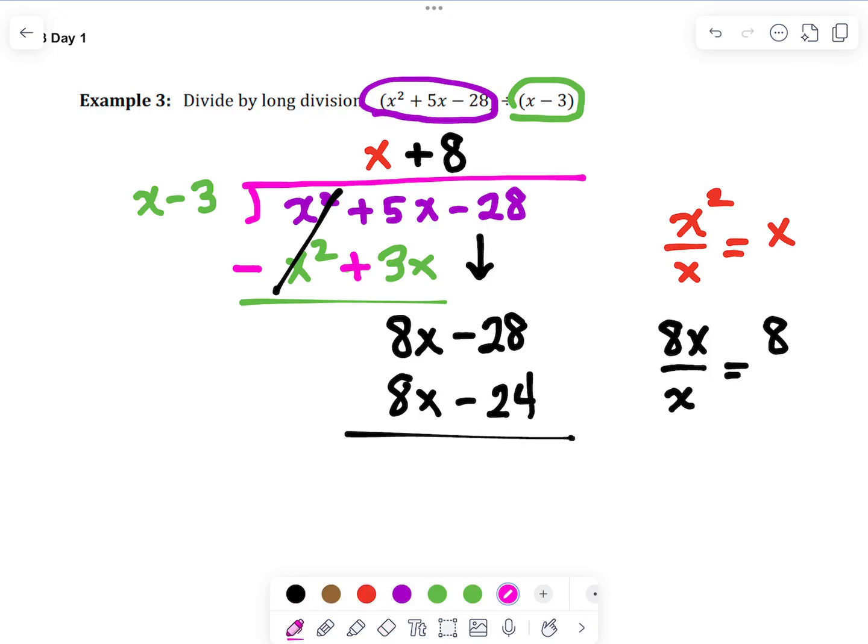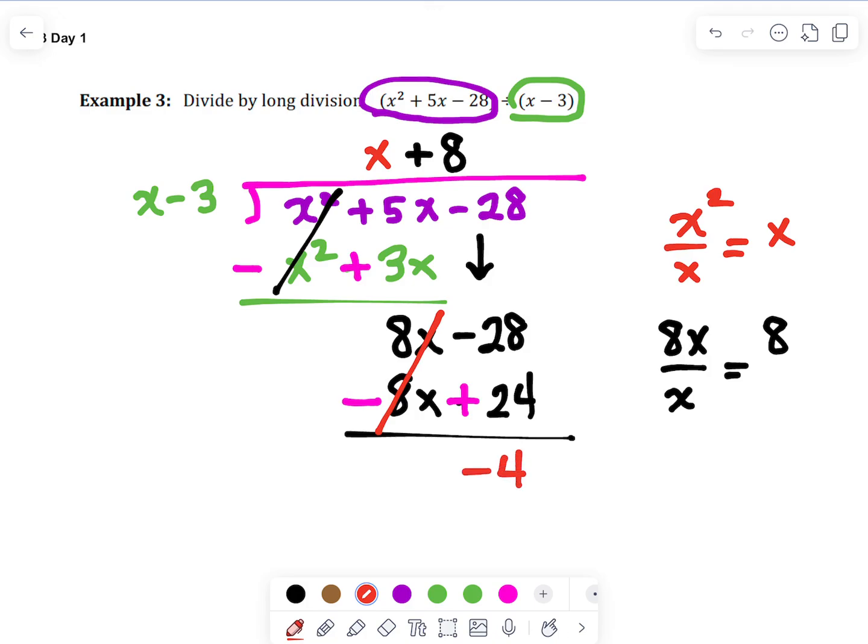Now I have to be careful. We have to subtract all the way through. So we're going to subtract. That's going to change that to a positive 24. Now we simplify. 8x minus 8x is 0. Negative 28 plus 24 is negative 4.